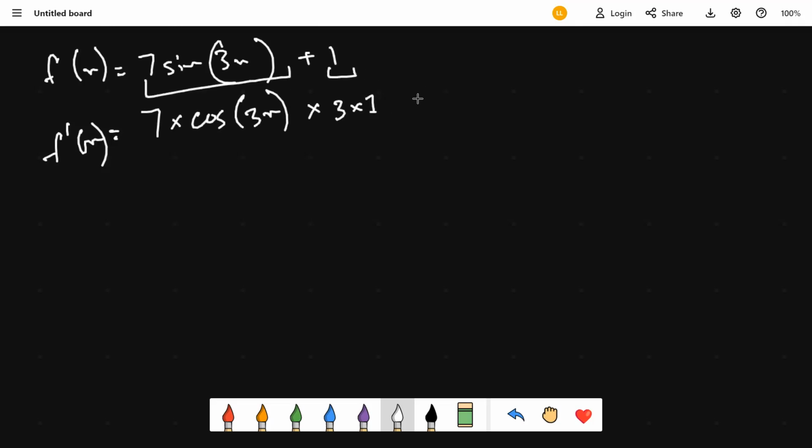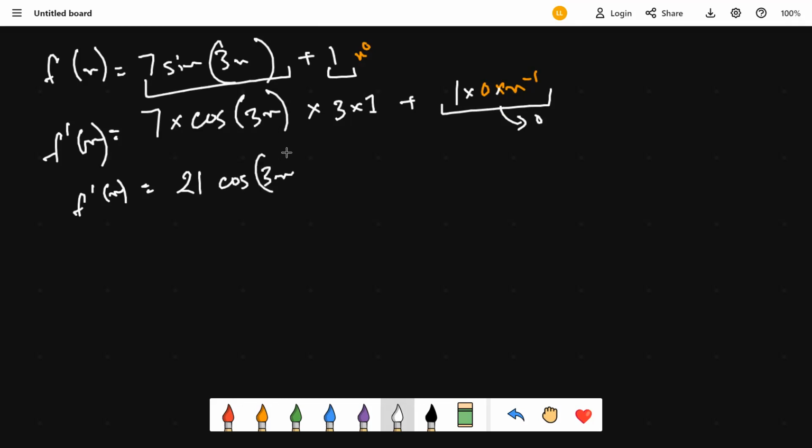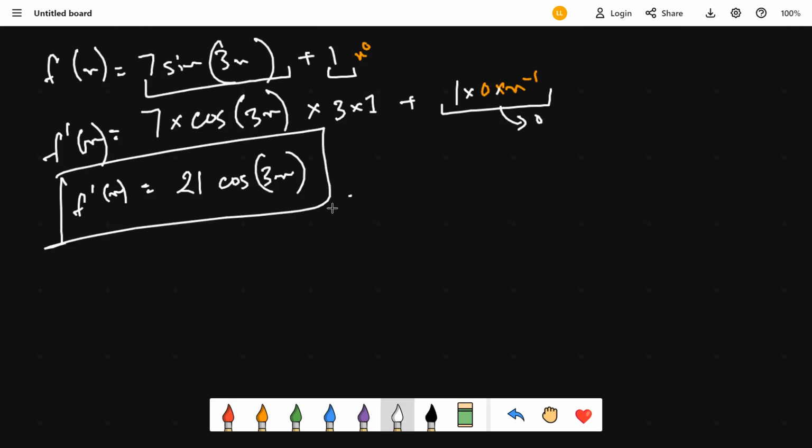And finally, we are left with 1. We know 1 is a constant, and there should be an imaginary x to the power 0 here. Differentiating that x to the power 0 gives us 0 times x to the power minus 1, and we do have the constant 1 here. And we know anything multiplied with 0 becomes what? 0. So this part will become 0, and we'll be left with 21 cos 3x. Okay, so that's our final answer.